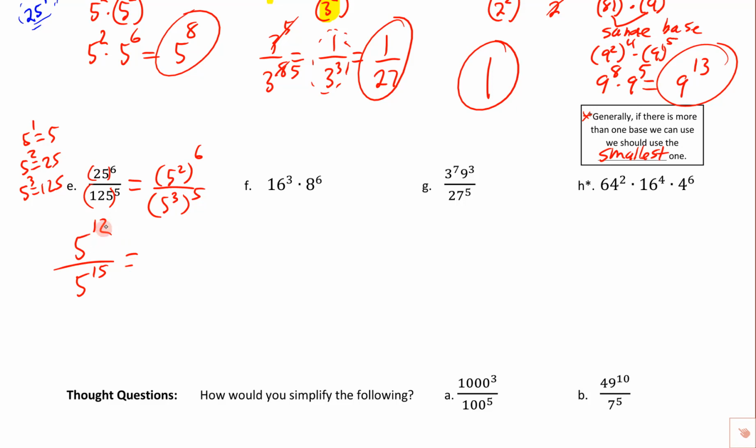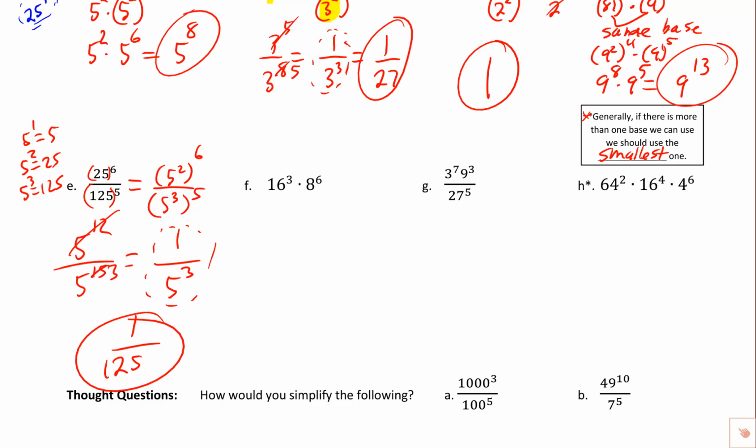And then we can start simplifying. There are 12 on the top, 15 on the bottom. 12 of them cancel. That's going to leave 3 down here. So that's 1 over 5 to the 3rd. So I could circle that, but this is a pretty small number, so let's go ahead and change that. That's 1 over 125. Circle that, and then we're done.